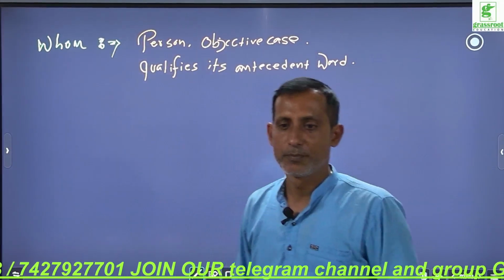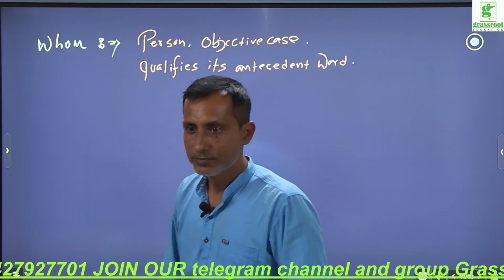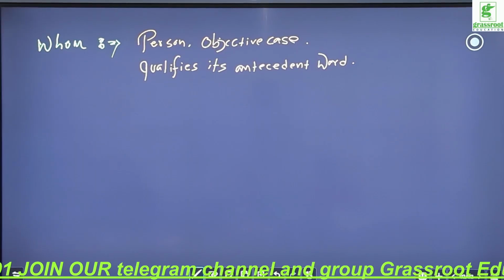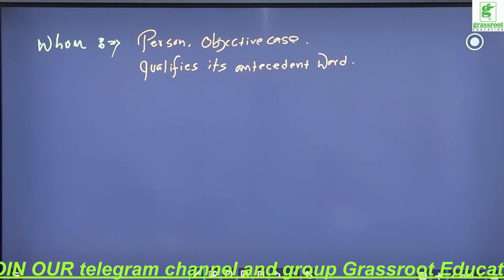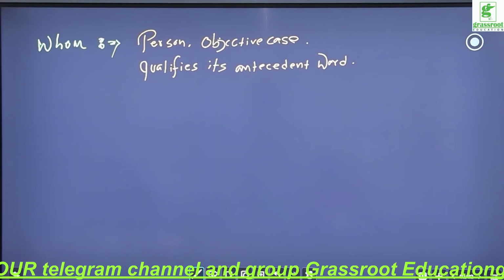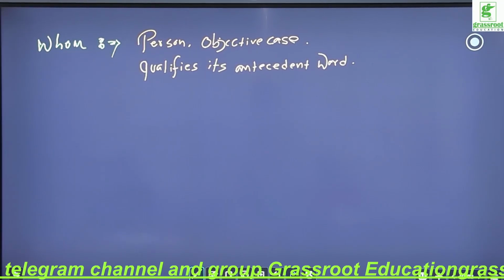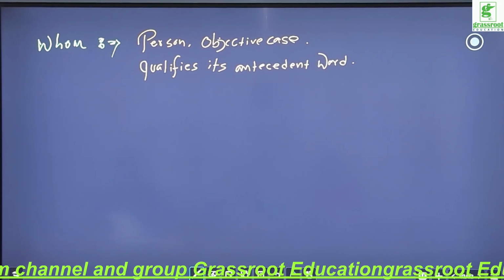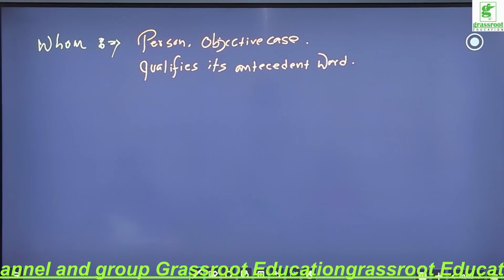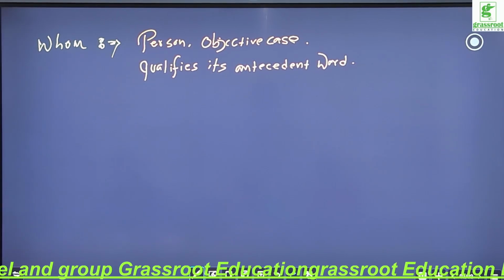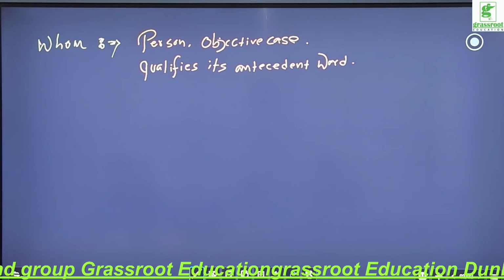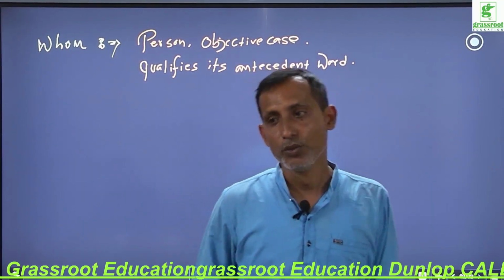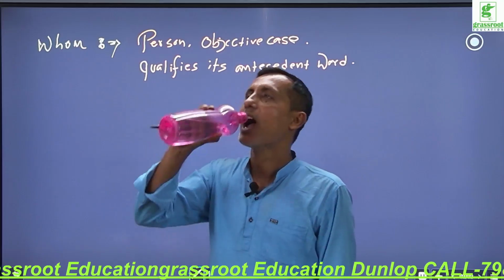What's the difference between who and whom? Who is used in nominative case, but whom is used in objective case. So the case here determines the use of who and whom. So the case or the position of that, is nominative or objective, determines when we can use who or when we can use whom.